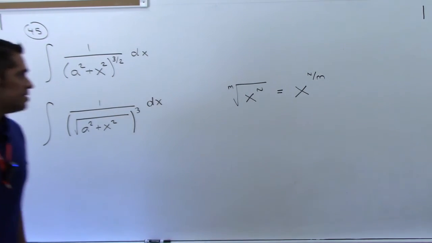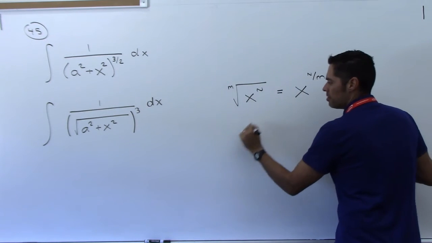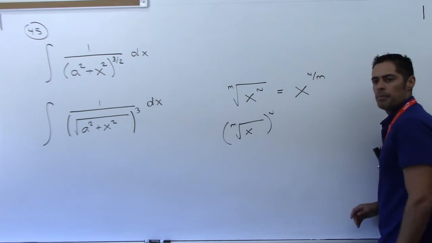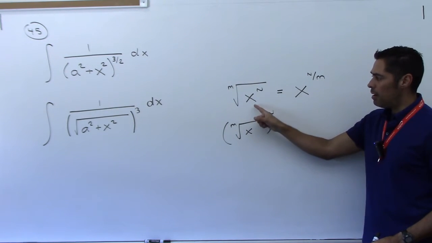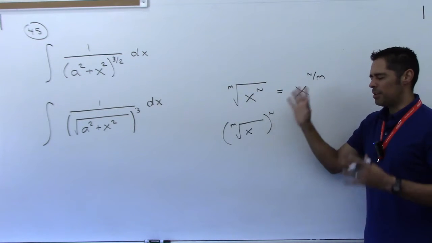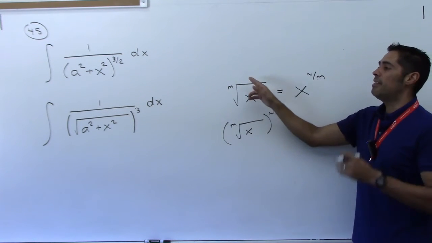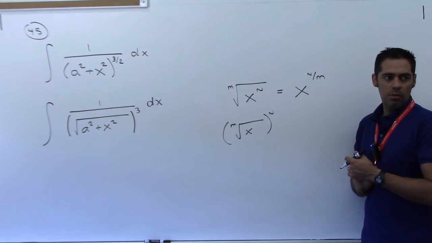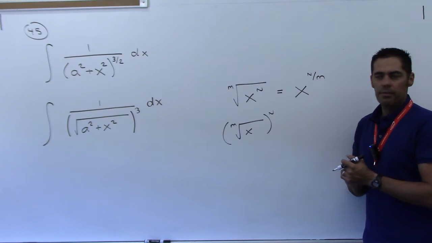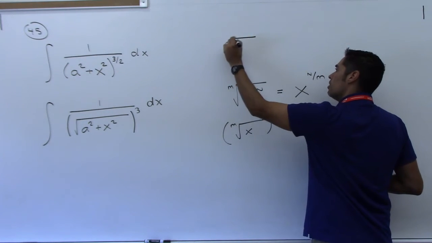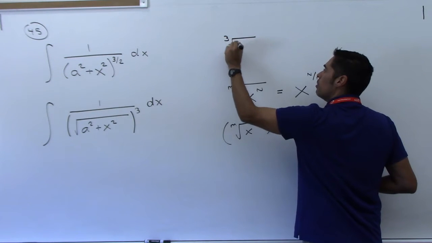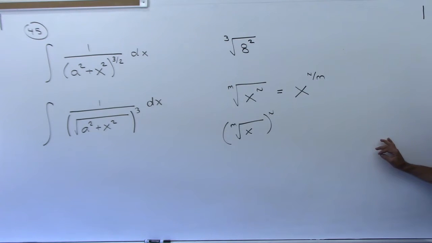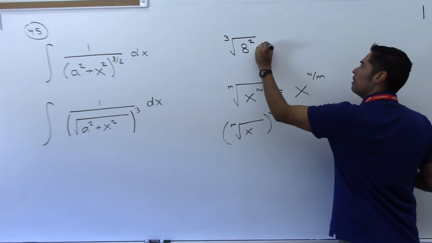What I should say is that this is true, but it's also the same as the mth root of x, then to the n. You can do the nth power of x first, then take the mth root, or you can take the mth root of x first and then take the nth power. The order does not matter. I'll give you an example. If you have the cube root of 8 squared, that's 8 to the 2/3.